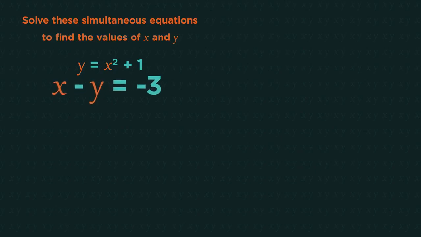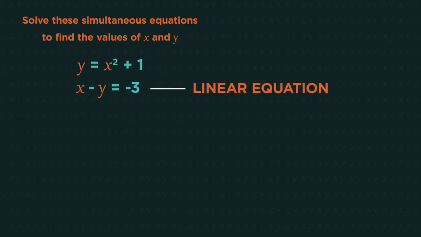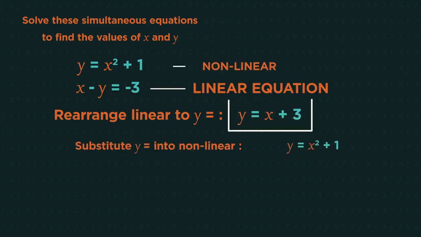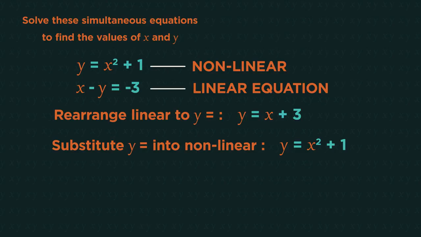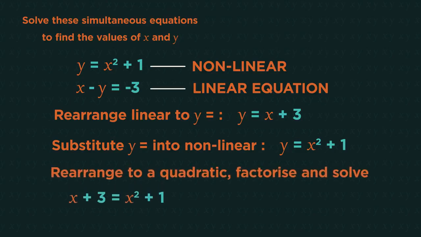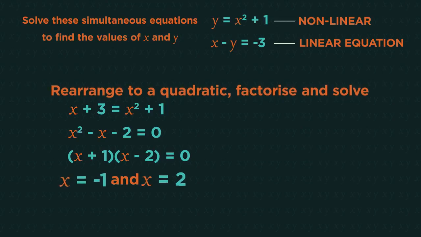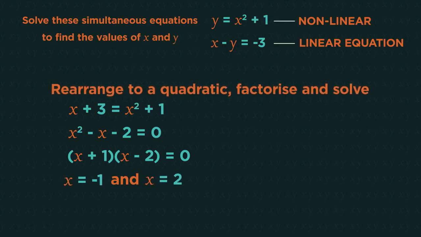Start by rearranging the linear equation to become y equals. So y equals x plus 3. We can now substitute this y equals into the non-linear equation. So in place of the y, we write x plus 3 equals x squared plus 1. Rearrange this to get a quadratic. Then factorise and solve it to get x equals -1 and x equals 2.